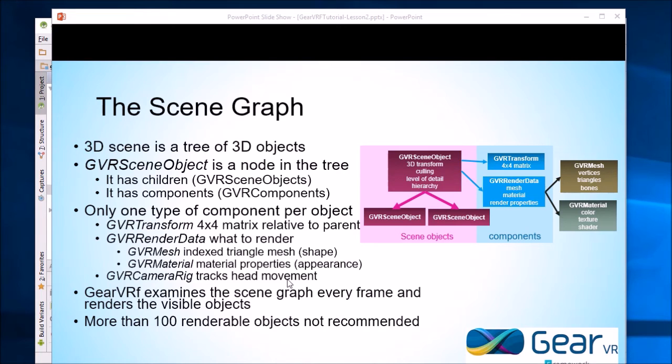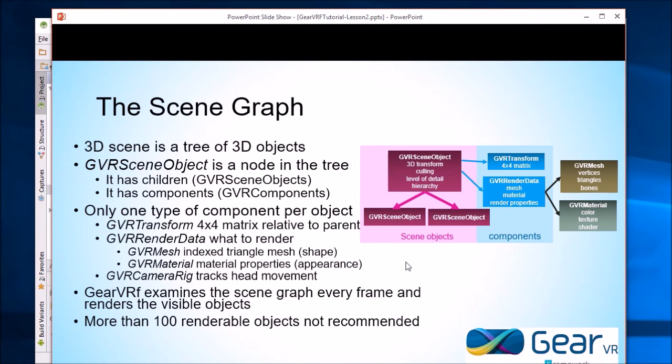Now, every frame, GearVRF examines this scene graph and converts it into OpenGL calls. Because mobile is not a platform that has got the best graphics performance, you can do about 100 renderable objects before you might not be able to make your frame rate of 60 Hertz. This is just the situation in mobile now. We have some techniques that we are doing underneath in GearVRF to improve this, but in general, about 100 draw calls is your budget for your scene.